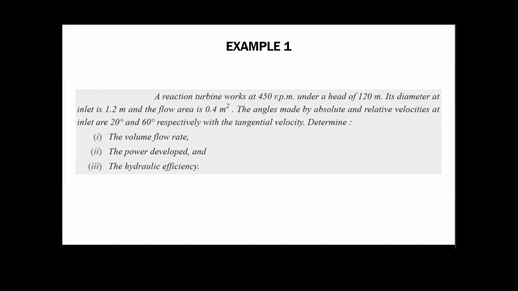A reaction turbine works at 450 RPM under a head of 120 meters. Its diameter at inlet is 1.2 meter and the flow area is 0.4 meter squared. The angles made by absolute and relative velocities at inlet are 20 degrees and 60 degrees respectively. With the tangential velocity, determine the volume flow rate, the power developed, and the hydraulic efficiency.